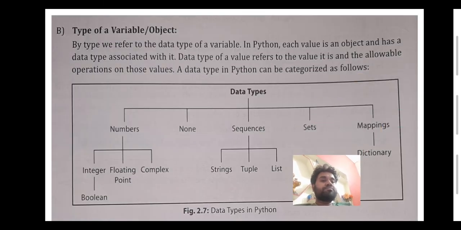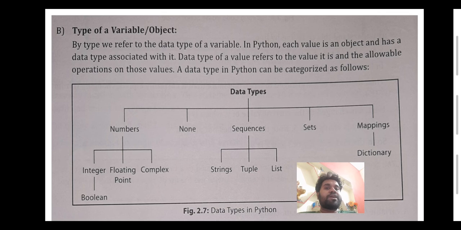Now, talking about the type of the variables. Under that, today we are going to study only one, that is the number type. Under the number there are three: integer, floating point, and complex numbers. Integer you all know: plus minus 1, plus minus 2, plus minus 3, all these are integers.